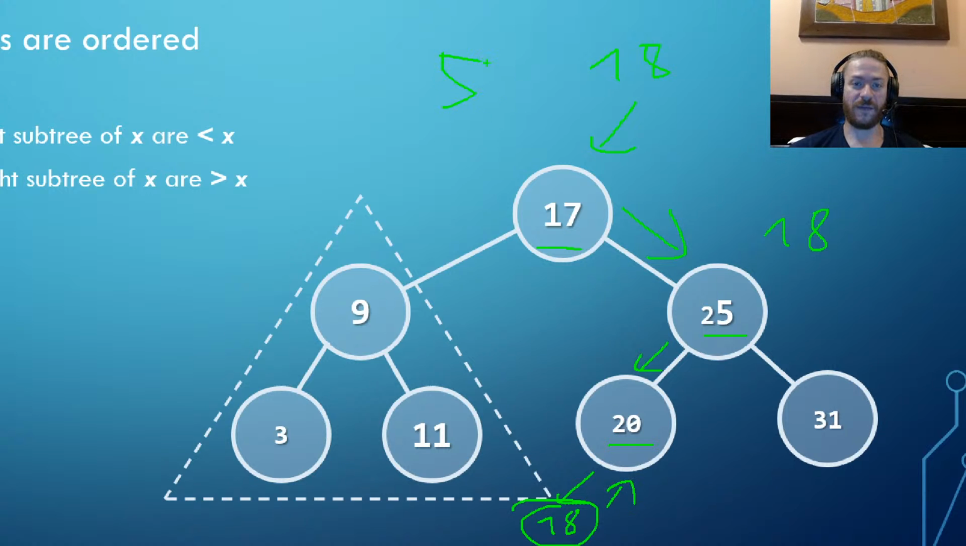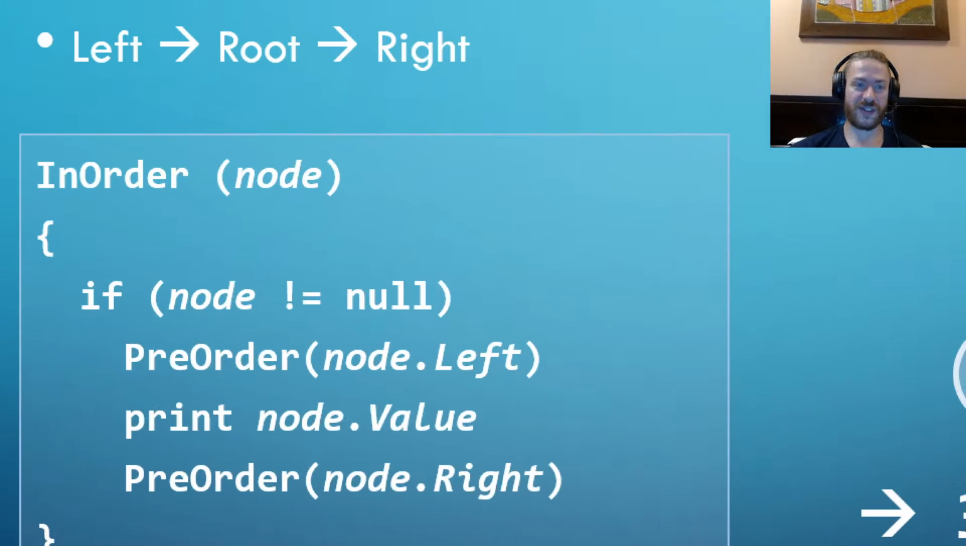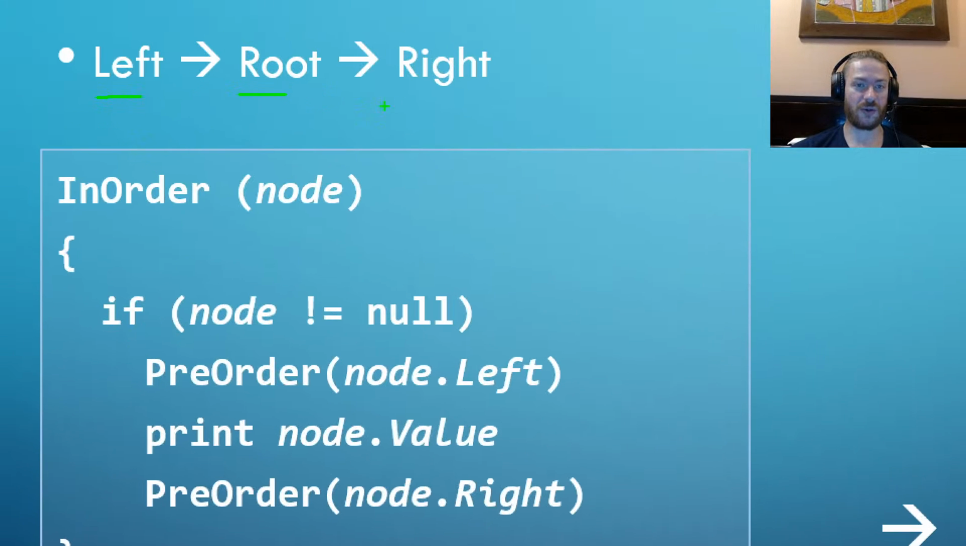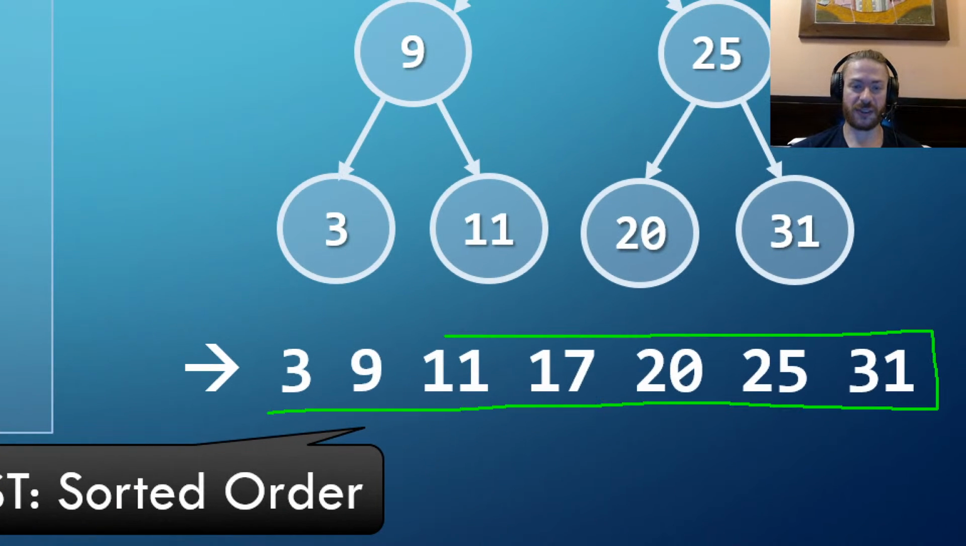Then we want to add 5. Is 5 bigger than 17? No, go left. Is 5 bigger than 9? No, go left. Is 5 bigger than 3? Yes, go right. So we attach 5 here. And this way we preserve the binary search tree order. And if we traverse it with an in-order algorithm, which is go first to the left, then print the root, then go to the right, we're going to get all the values in a sorted manner.